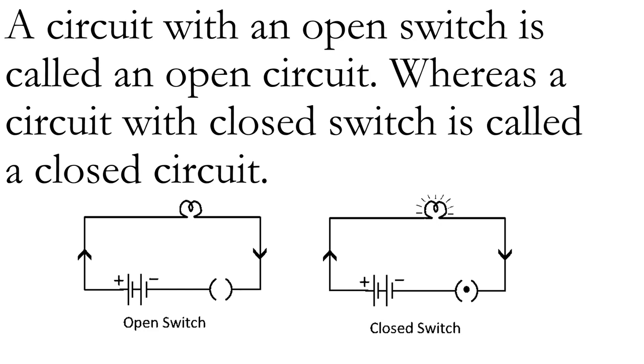A circuit with an open switch is called an open circuit, whereas a circuit with a closed switch is called a closed circuit. If you look carefully at these two diagrams, the only difference is the position of the switch. In diagram number 1, the switch is open, hence the circuit is incomplete and the bulb is not glowing. Whereas in the second diagram, the switch is closed. Here, the circuit is complete and we can observe the bulb is glowing.